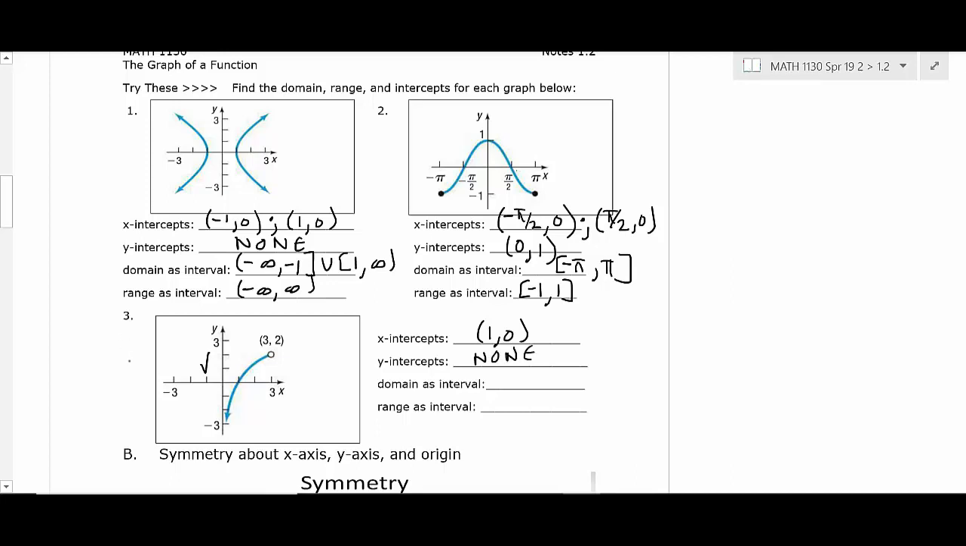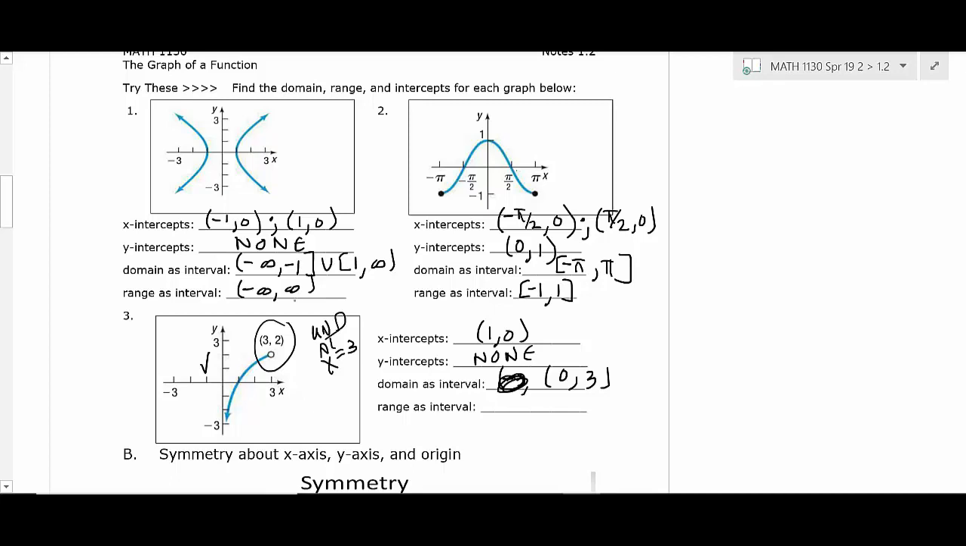And then domain, what did you put on your domain here? 0 to 3. Do you have brackets or parentheses? On both. Okay, and you have to have it on both. You said 0 to something, and then 3. Now, why do I put a parenthesis on the 3? Because there's a bubble. That means it's undefined there. So you're basically undefined at x equals 3, and that's why you have to have parentheses on both.